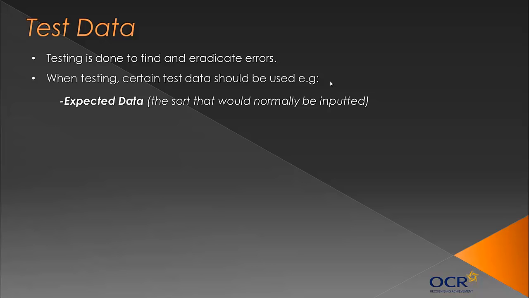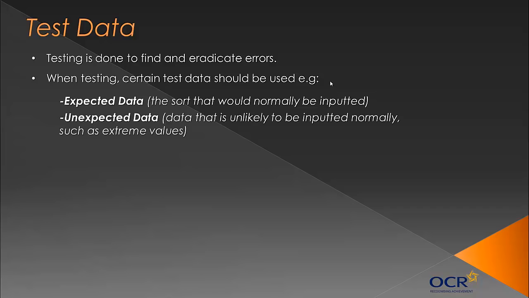First of all, you want to put in the data you actually expect to be inputted normally. This is just the stuff that normally would be input. So for a multiplication program, you'd put in numbers that you'd expect the actual person using it to put in, just to check that the function works. Then you'd put in data that's unexpected, data that's unlikely to be inputted normally, such as massive numbers, minus numbers, etc.